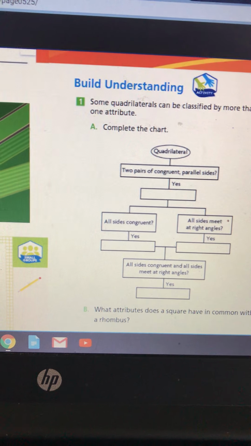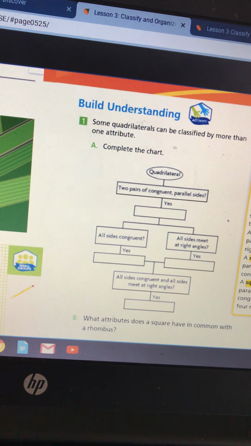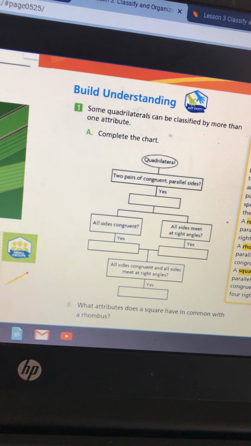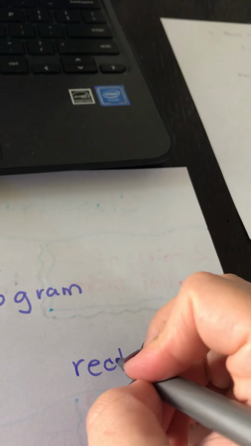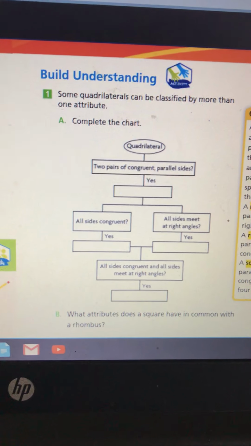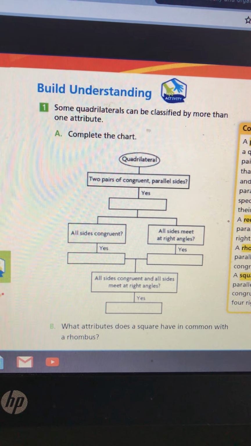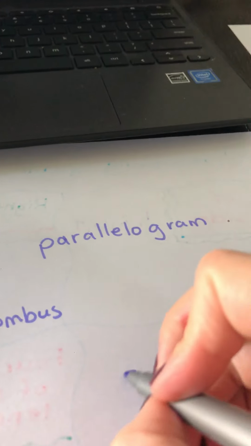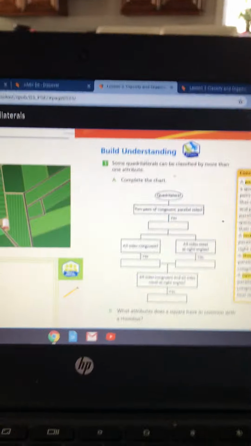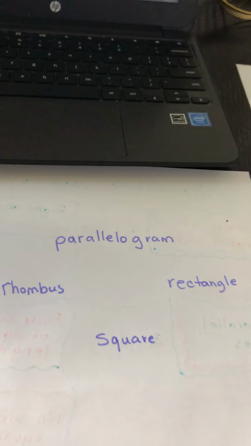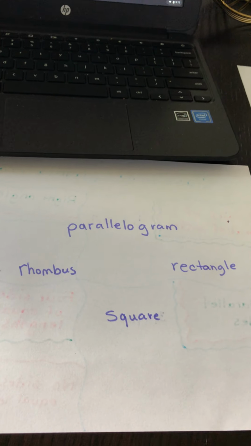Are all sides congruent? Yes. What else has all sides congruent? A rhombus. What about something where all sides meet at right angles? Well, that would be a rectangle. All sides congruent and all sides meet at right angles, that would be a square. So to complete the diagram for build understanding number 1, these would be the missing shapes or polygons or quadrilaterals.